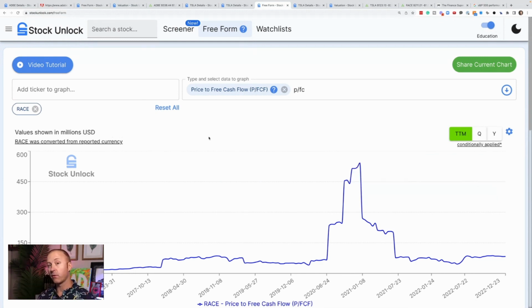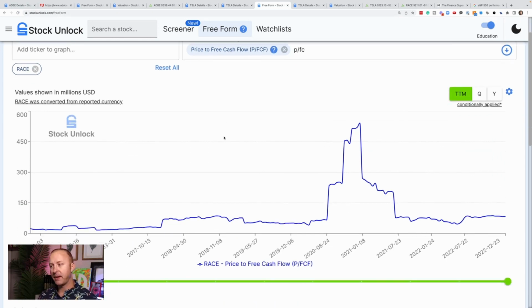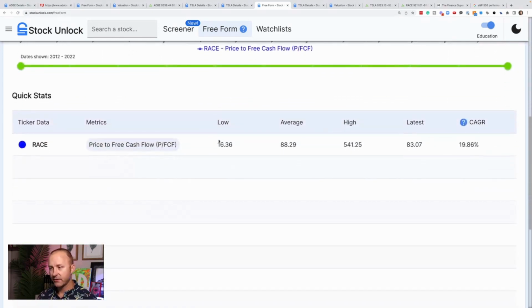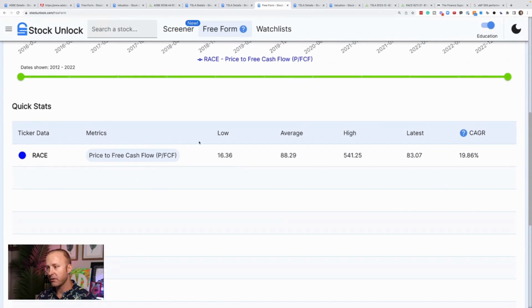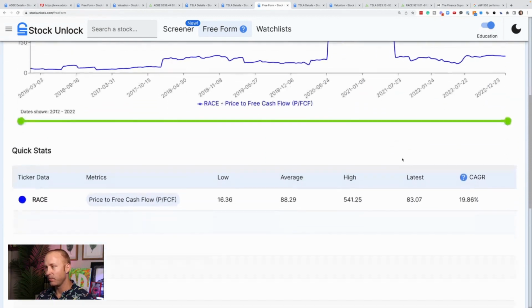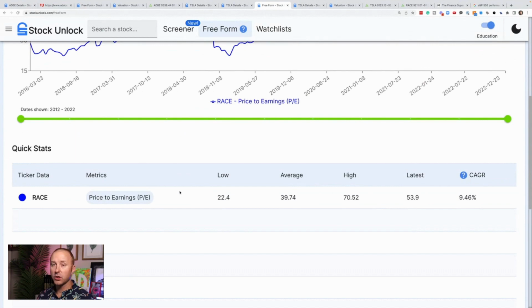But I think something like Ferrari is a good comparison for Tesla. If we look at the price to free cash flow ratio since 2012, the low has been 16, the average has been 88, the high is 541, and the latest is 83. That's still really high. On a PE basis, the low for Ferrari has been 22 over this time period, the average about 40, the high 70, and the latest is 53.9.